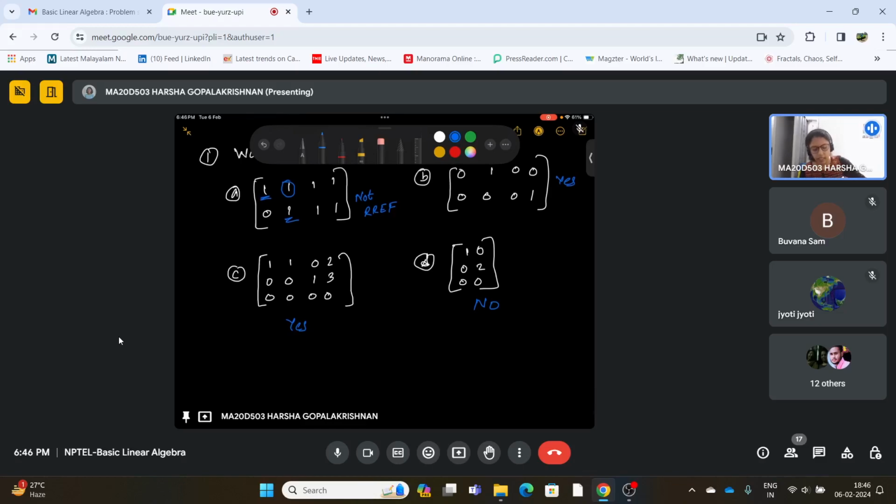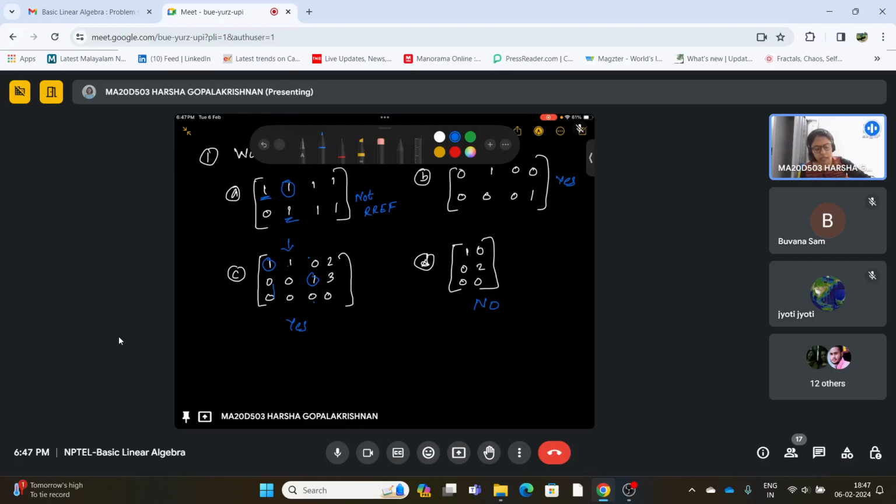Here, in the second column we can see a 1, but that does not matter in finding the row reduced echelon form. The only thing is that the pivot should be 1, and the corresponding column should have all other entries 0. Here, corresponding to this pivot 1 and this pivot 1, all other elements are 0. So this 1 2 3 does not play a role.